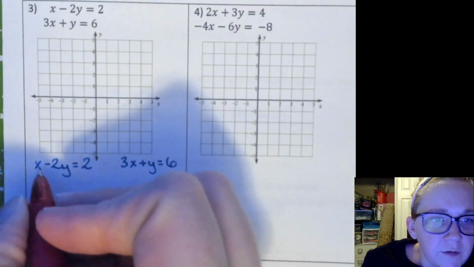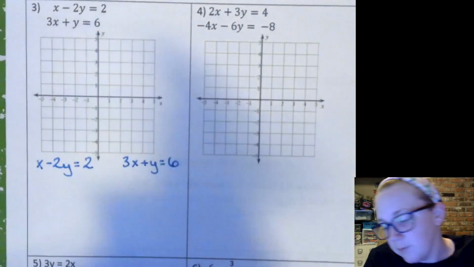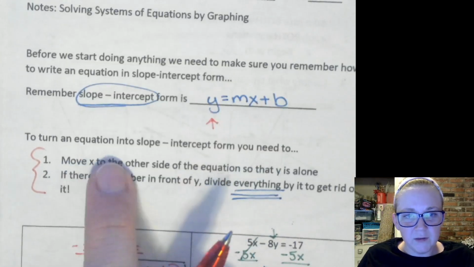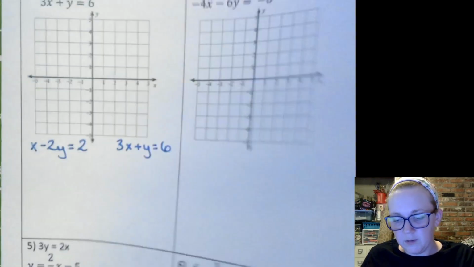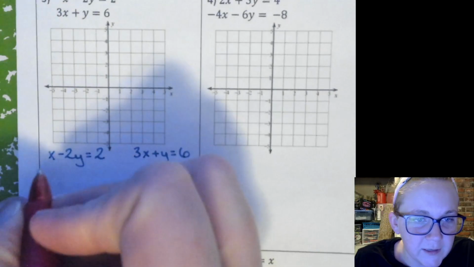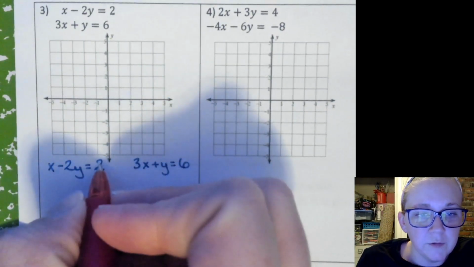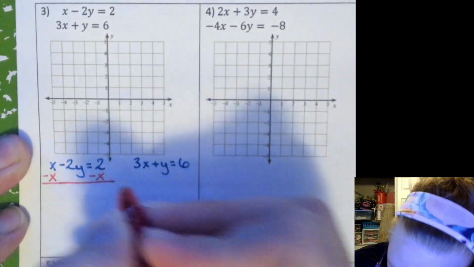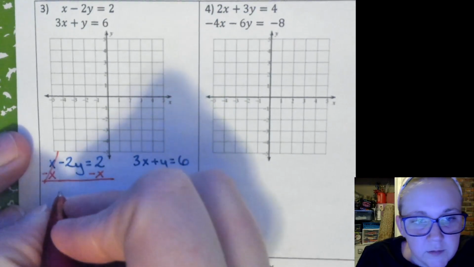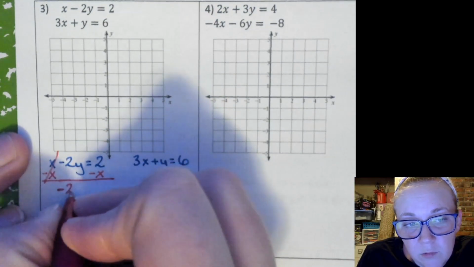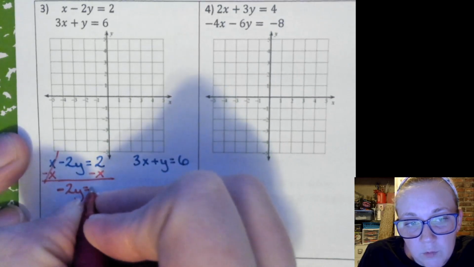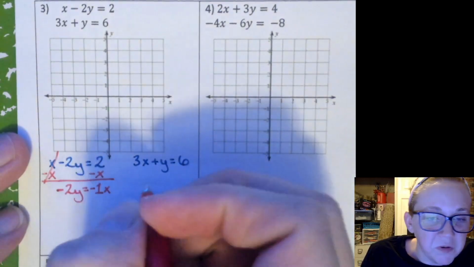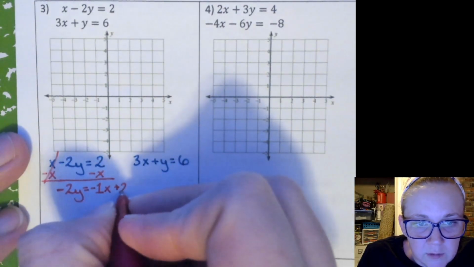So let's see. For x minus 2y. In case you forgot, go to that first page. Step 1, move x to the other side so that y is alone. So we've got to take this x and move it over here. So we're going to subtract x to get -2y equals -1x plus 2.